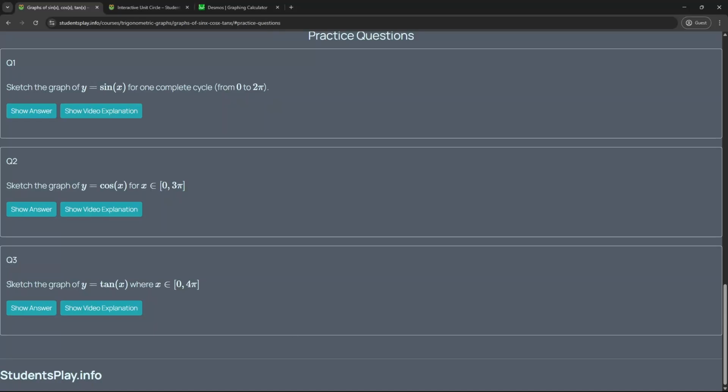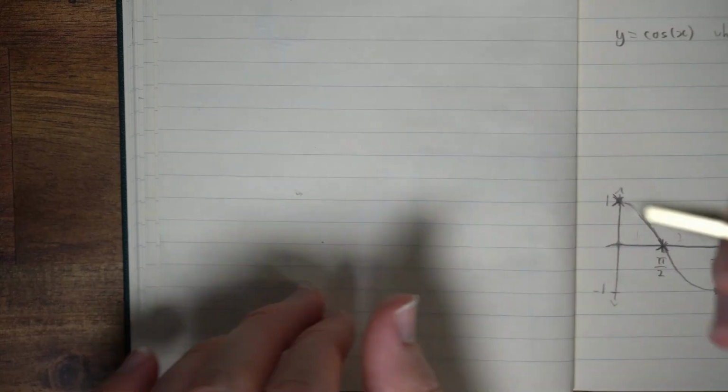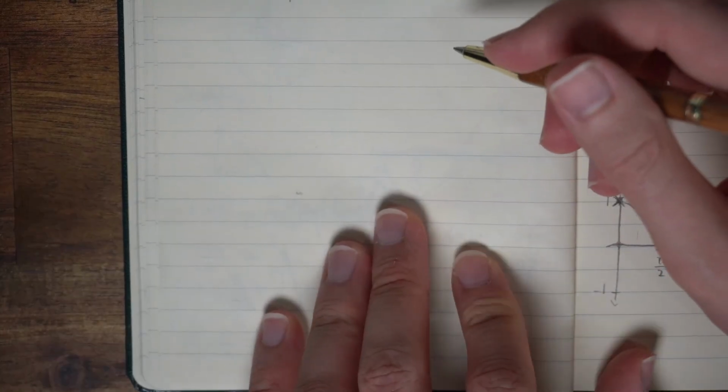Question 3. Sketch the graph of y equals tan of x, where x is an element of 0 to 4 pi. Again, that just means between 0 and 4 pi. Okay, let's do it. Tan's a bit of a weird one. Let's look at what points we need.